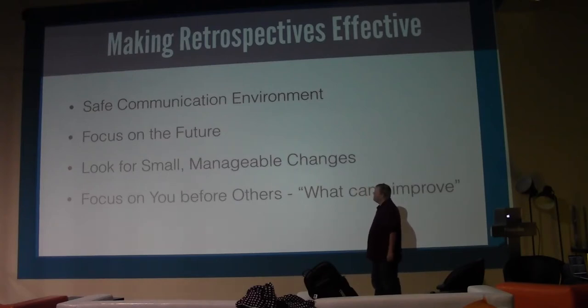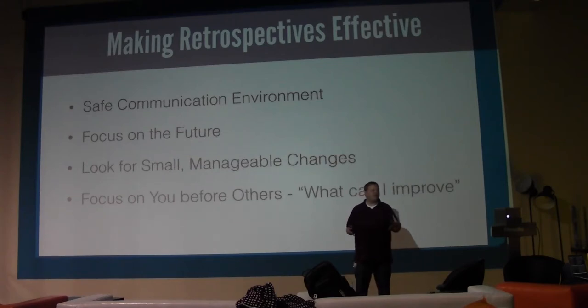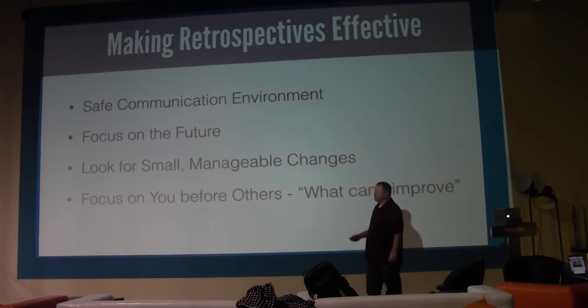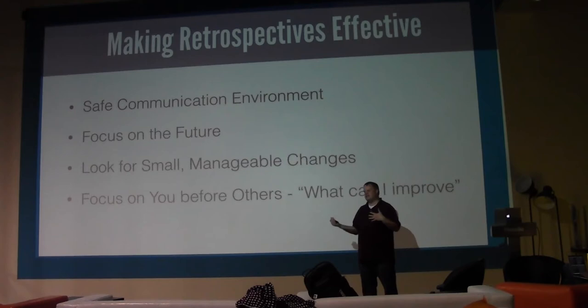One thing that can be tough is getting people to have an honest, open discussion about these things and not have it turn into a blame fest and finger pointing. So you need a safe communication environment. If you have a boss that's really hard on your team, don't have them there. If you have a person who comes back with snarky quips, pull them aside before and say, hey, we're really trying to do this, could you maybe tone it down? And then focus on the future. Don't worry about the spilled milk, because it all happens.